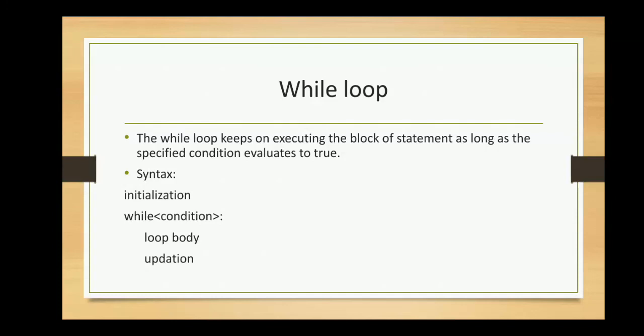While loop. The while loop is the simplest of all looping structures. The while loop keeps on executing the block of statements as long as the specified test condition evaluates to true. There are four components: initialization, then we check the condition, with the while loop body.